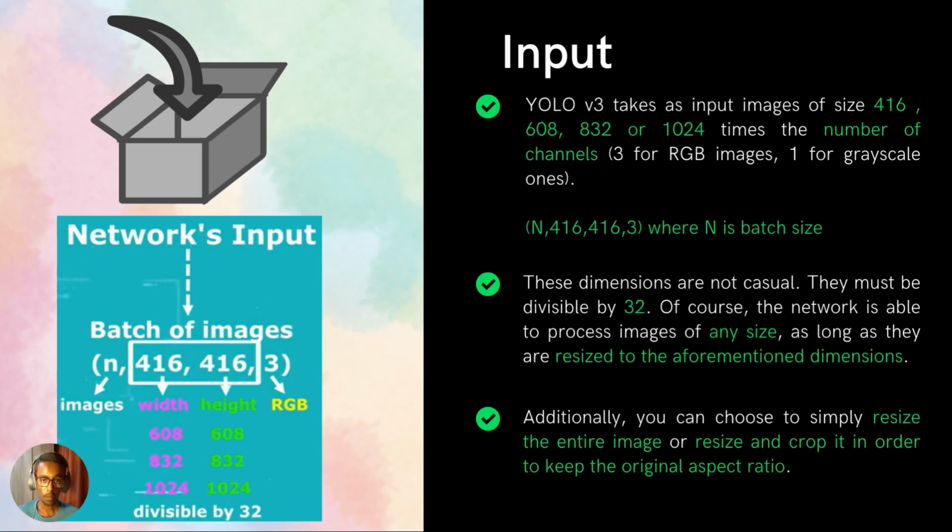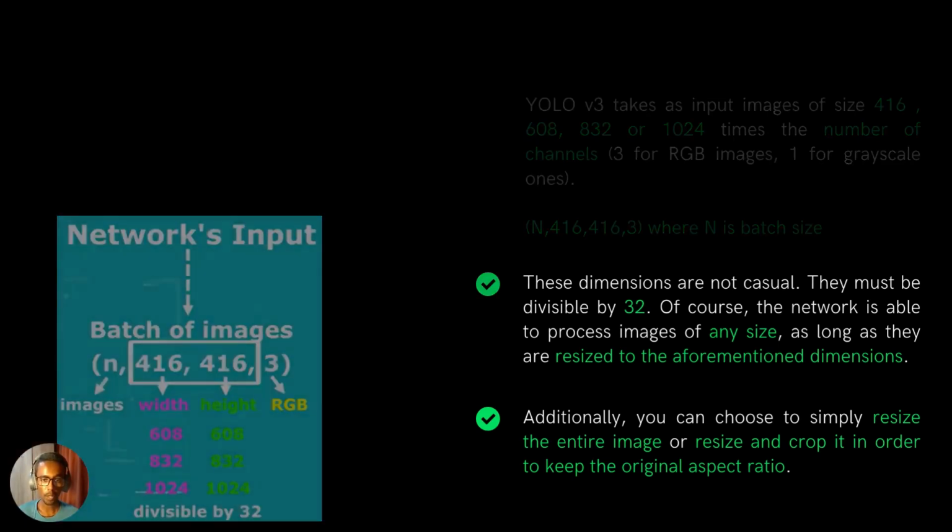Of course, the network is able to process images of any size as long as they are resized to the aforementioned dimensions. So even if you have an image of a different input size, you have to resize that image so that it falls within the range of these values. Whenever you resize the image, you can just resize or crop it, or maybe you can maintain the aspect ratio of the image so that it doesn't become distorted when you input it into the model.